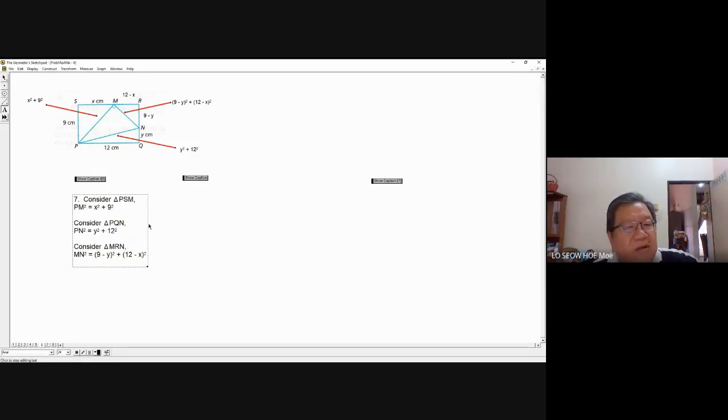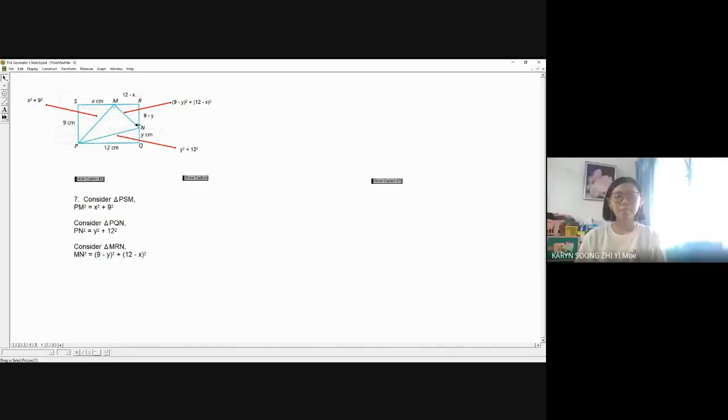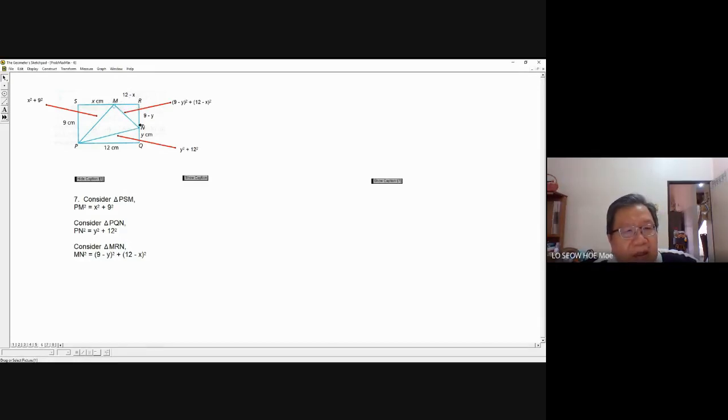So we consider the last right angle triangle by the side, which is MRN. This right angle triangle, I know two sides. One is 12 minus x, the other one is 9 minus y. I want to find MN. The relationship between MN and the other two sides is given by the Pythagoras theorem. So I write down MN square equals 9 minus y square plus 12 minus x square. So this is the relationship between MN and the other two sides.